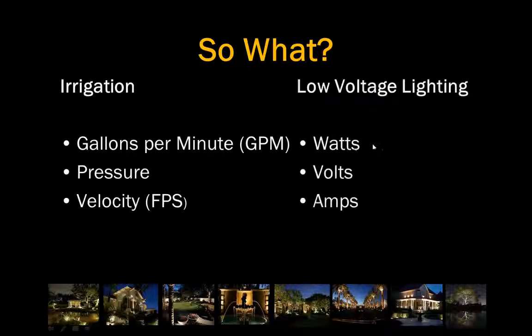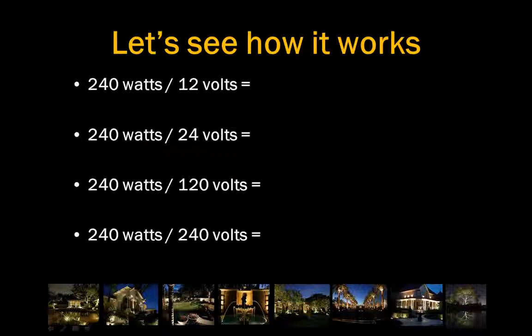So we need to figure out again that in order to run this many watts, I've got to have 12 volts without exceeding the amp load for the wire. So let's see how it works. We'll quickly run through this. At 240 watts, and I'm running that on a 12-volt system, so let's say I've got 240 watts on one line, I'm getting 20 amps.